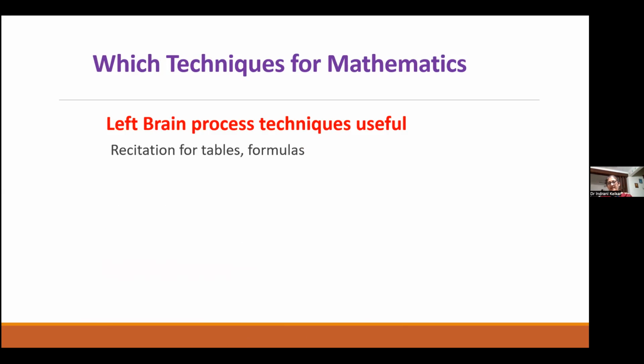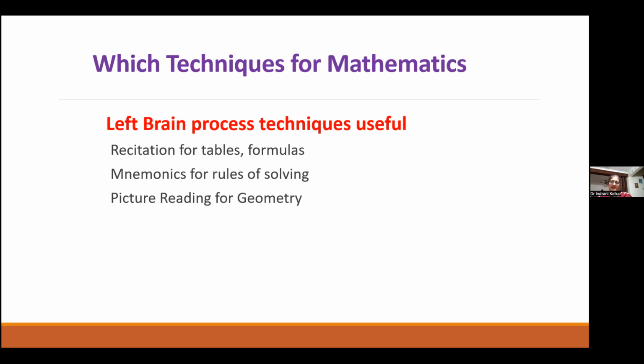So we use the technique of recitation for tables and formulas. We use the technique of mnemonics for the rules for solving, like BODMAS I told you yesterday. Then we use picture reading for geometry, if you have shapes like triangle, sphere, and circle, and the math about geometrical shapes. So you will use picture reading for the diagrams, and then the basic formulas you can do by using recitation.